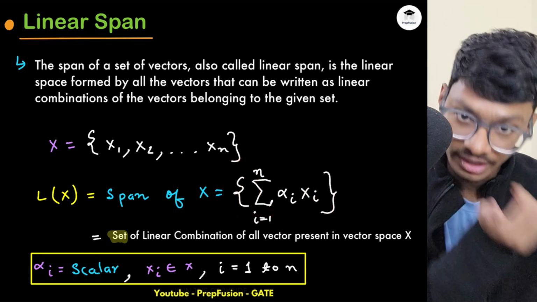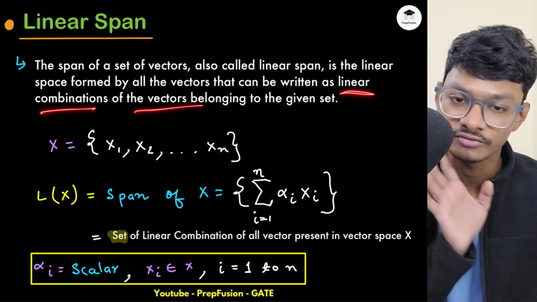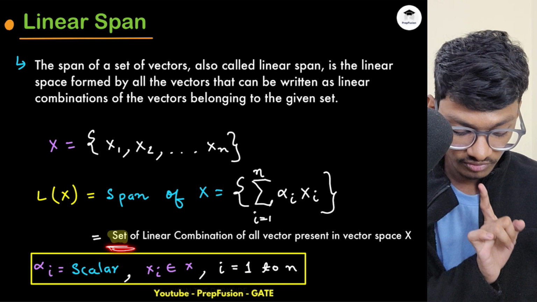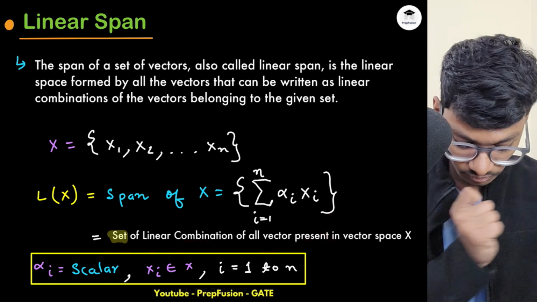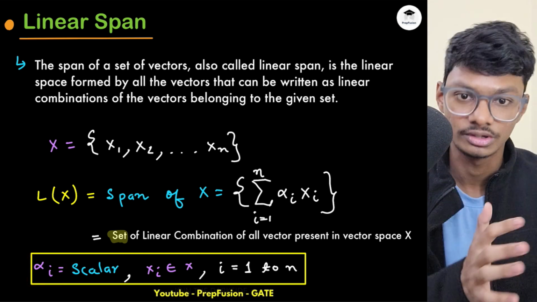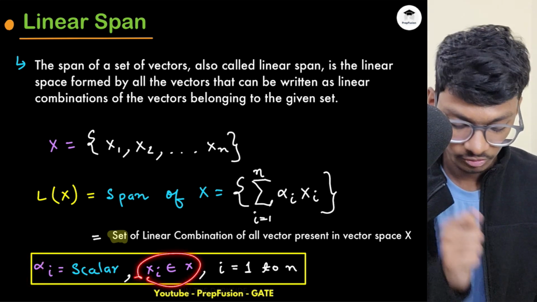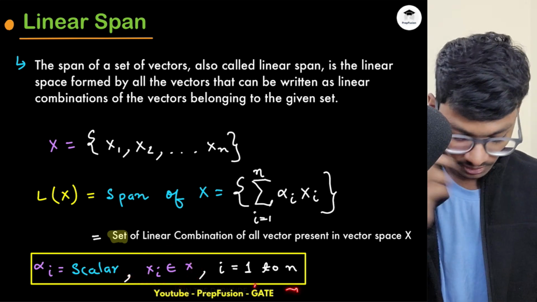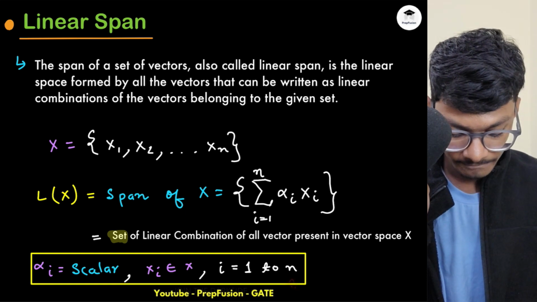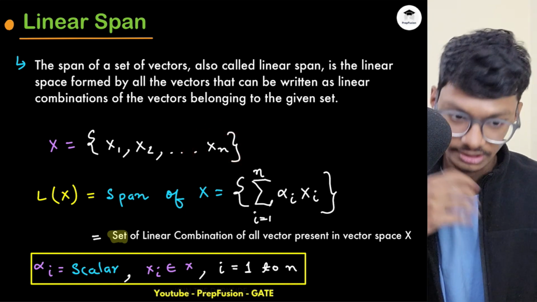It is also a set of vectors, but it is a set of linear combinations of vectors. It is a set of linear combinations of all the vectors present in vector space X, where alpha i is basically a scalar because we are doing the linear combination, and the power will be 1 over here, and xi will be all the individual vectors, and i can go from 1 to n. What is n? n is basically the number of vectors present over here. We can do that many linear combinations.